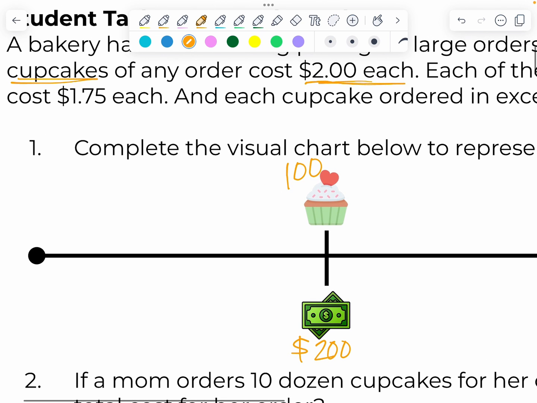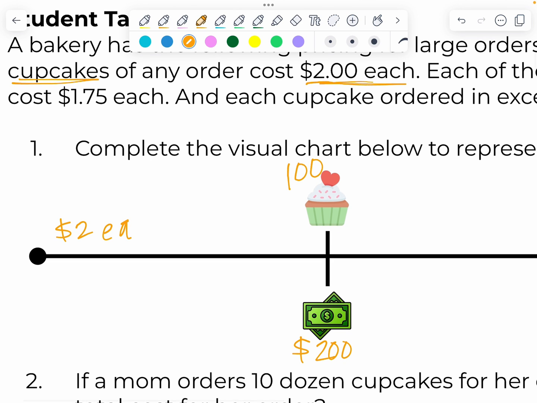So we can make notes here. $2 each for first 100. We can show the domain here for one cupcake, so it can equal 1, all the way up to 100 cupcakes equaling 100. We're going to fall into that price range.